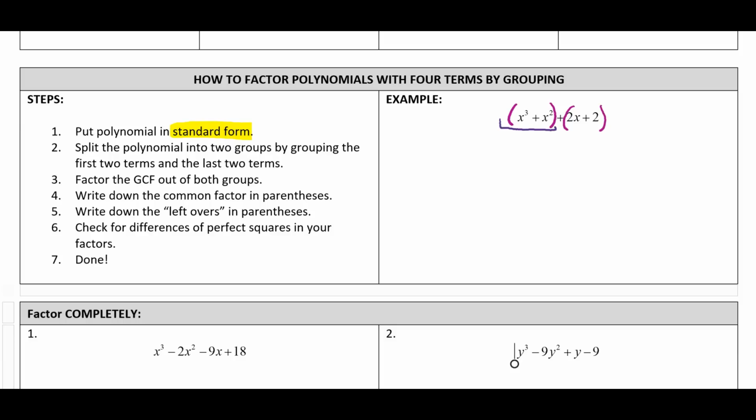So what is the greatest common factor for x cubed plus x squared? Well, x squared would be the greatest common factor. And we would be left with x plus 1. Okay, so we've just factored this first set of factors, x cubed plus x squared. So then we would put a plus in between, and we're going to do the same thing here.